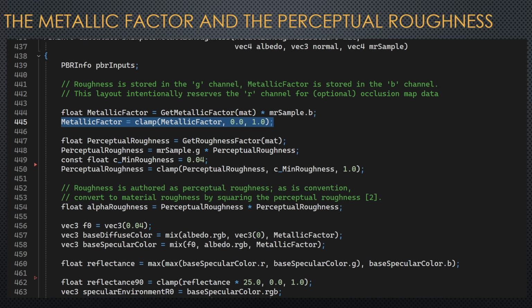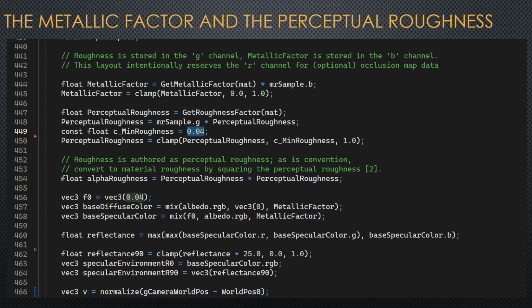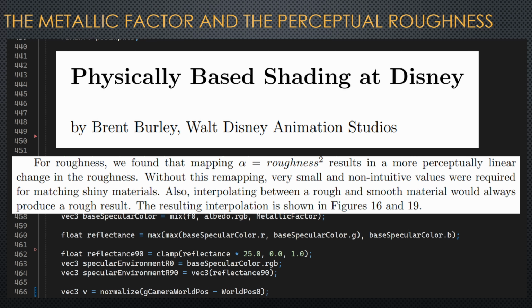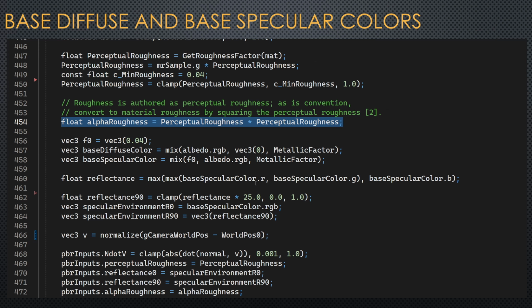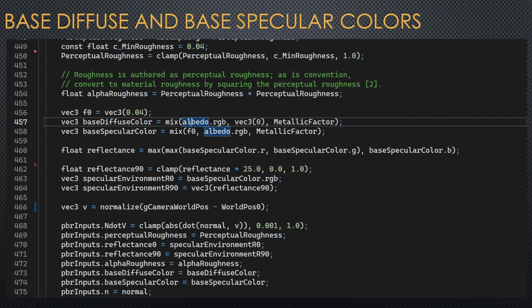We do the same thing with roughness, and we also clamp it to a minimum of 0.04 to avoid division by 0 or too extreme sharp reflections. We also raise roughness to the power of 2 because, well, Disney found out it works better. Next, we use the color from the albedo texture to calculate the base diffuse and specular colors. These elements will be stored in the structure we return from this function and will be used later on.